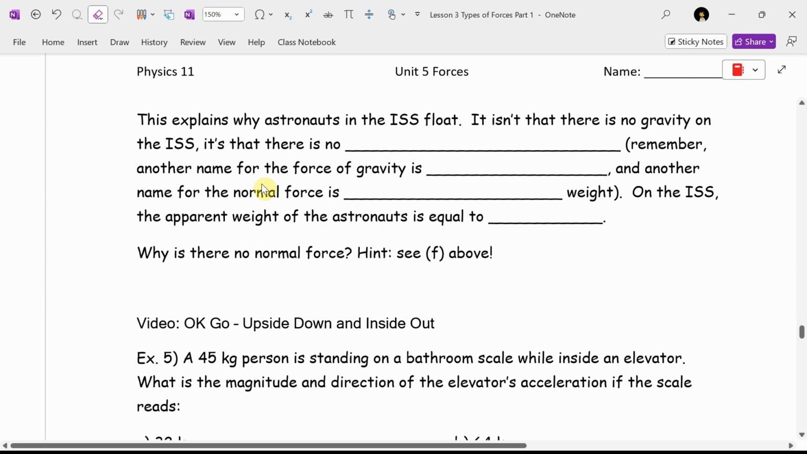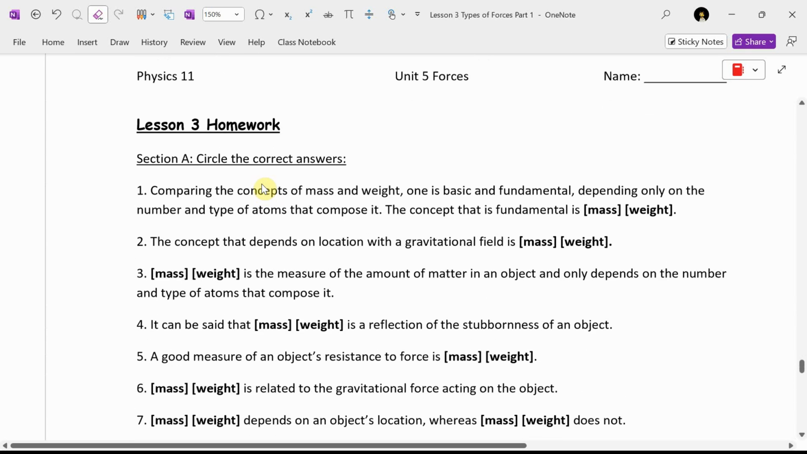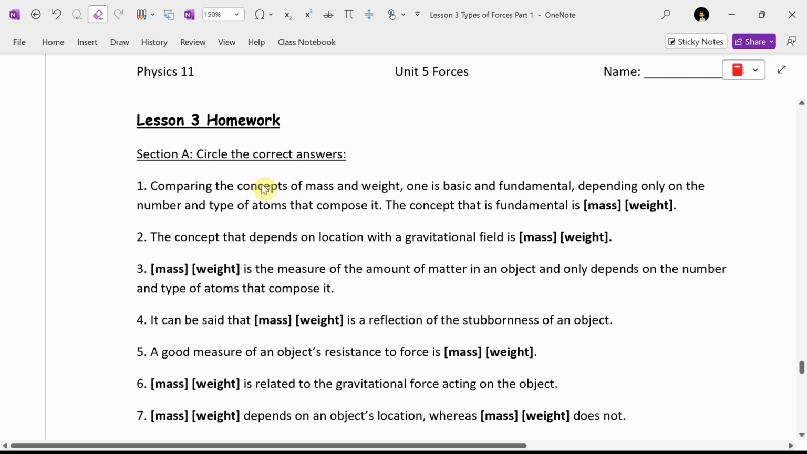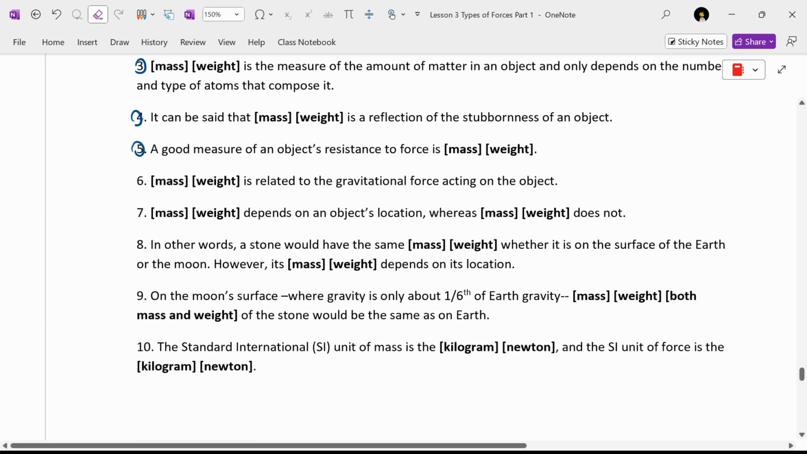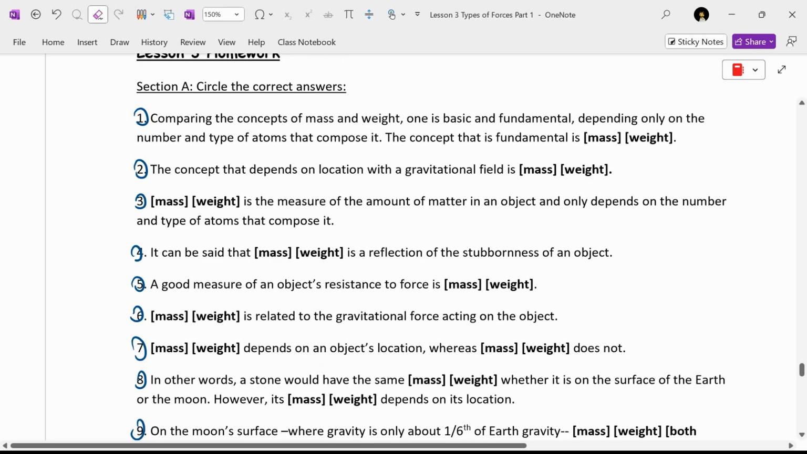If you want to get a head start on the homework, especially if you know that you have tomorrow off and you're going to be busy later on in the week, section A, you can do every question. You can circle 1, 2, 3, 4, 5, 6, 7, 8, 9, 10. In fact, I'm going to be assigning every single question, even in section B too. Section A, it just wants you to circle the correct answer. Let's do number 1 together.